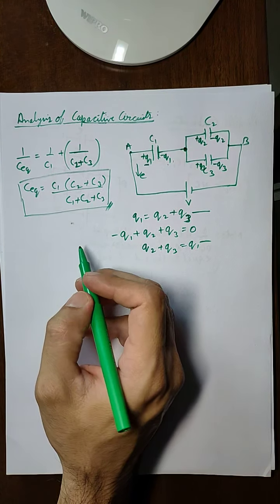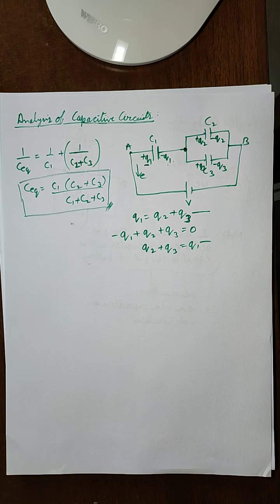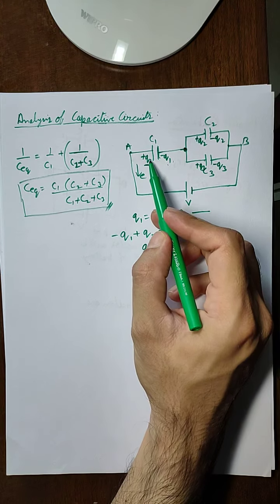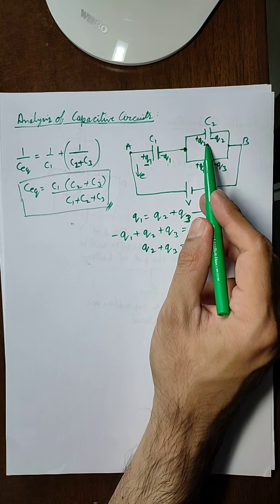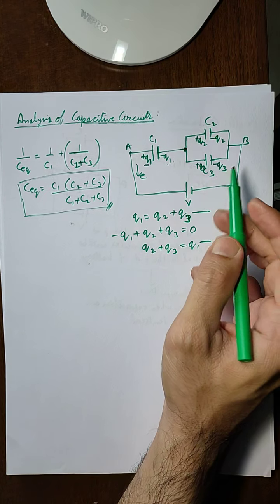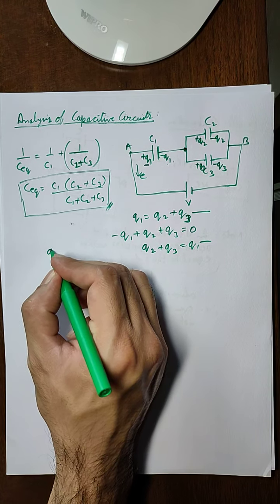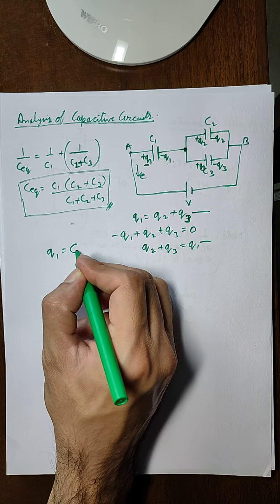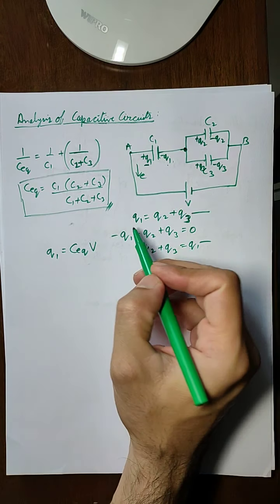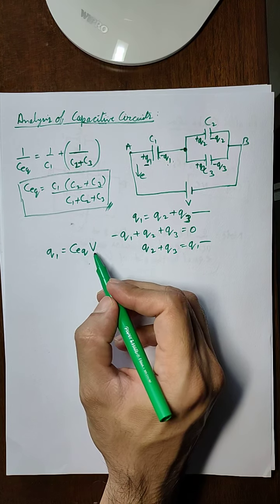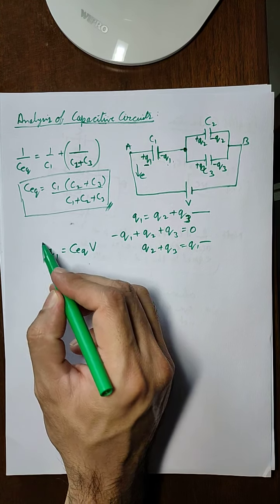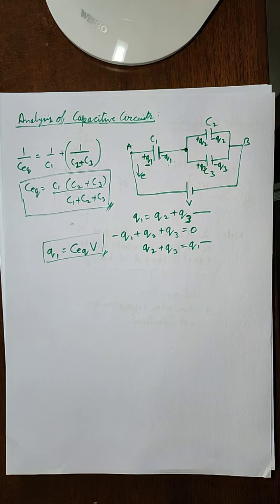Now if we talk about the potential difference, since the battery is generating only Q1, the battery is not generating Q2 and Q3. Q2 and Q3 are generated because of Q1 only. So we can say that Q1 equals C equivalent into V, as this potential is given by the potential difference of the battery. So this is another important thing that you should keep in mind.